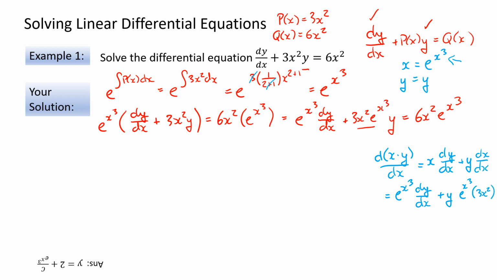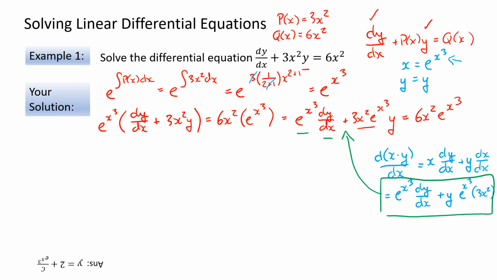Now what you notice is this is actually the same as what we have here. So e to the x cubed dy by dx plus 3x squared e to the x cubed times y. The reason I show you this is that it's a quick way for you to determine what those two functions are. It will be y and your integrating factor.